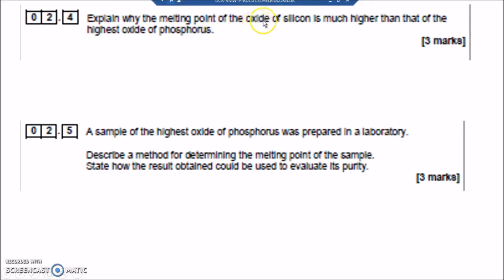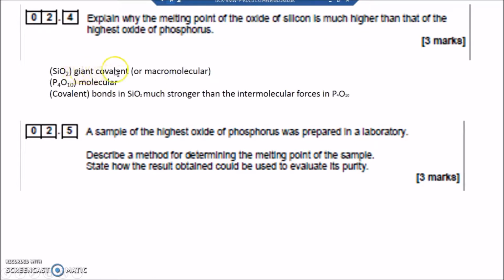Explain why the melting point of the oxide of silicon is much higher than that of phosphorus for 3 marks. Well, silicon oxide forms a giant macromolecular structure, whereas phosphorus oxide is a small molecular structure. So a giant covalent or macromolecular structure, a bit like diamond or graphite. P4O10 is molecular, so once you've got 4 P's and 10 O's, it doesn't get any larger than that.